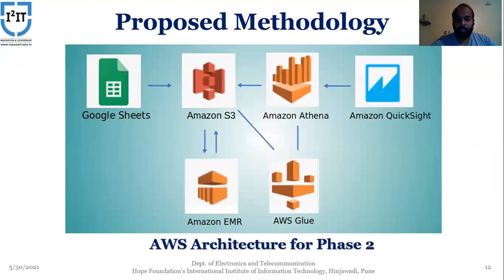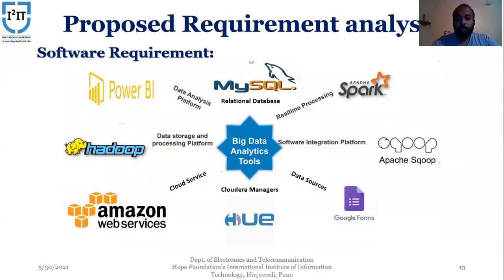So here is the next part, the automation that we have done in AWS. We use Google Sheets, Amazon S3, and Athena, and this is the proposed methodology. This will be properly explained by Harshal later on. So what are the requirements for our project?